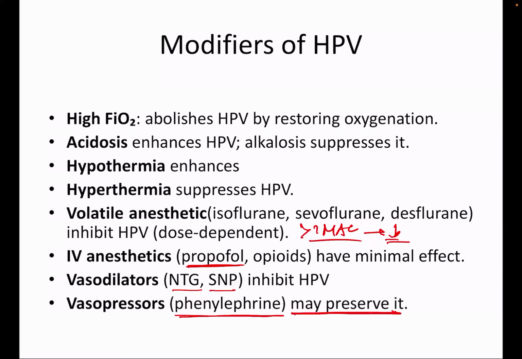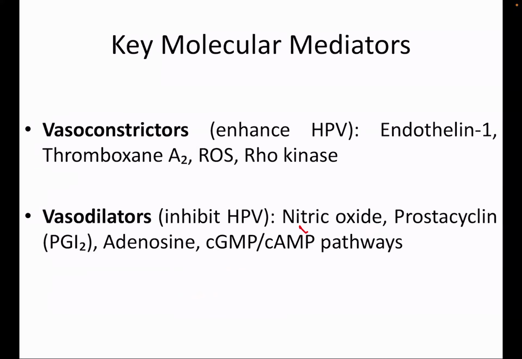This is again doubtful. So key mediators, these are the vasoconstrictors which are endogenously secreted, or the pathways which facilitate vasoconstriction and enhance HPV, are endothelin 1, thromboxane A2, reactive oxygen species. This mostly affects the mitochondria, and there is some role of the mitochondria which is very complex. I'm not going into the details. Even I do not know much detail about the mitochondrial influence on HPV. And another is the rho kinase.